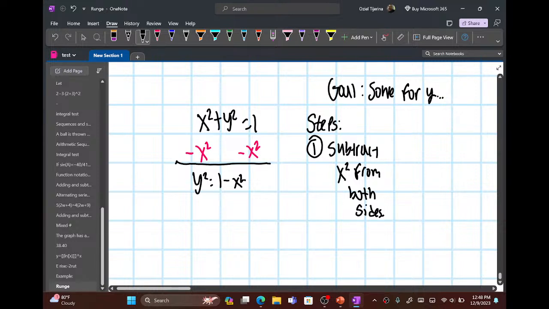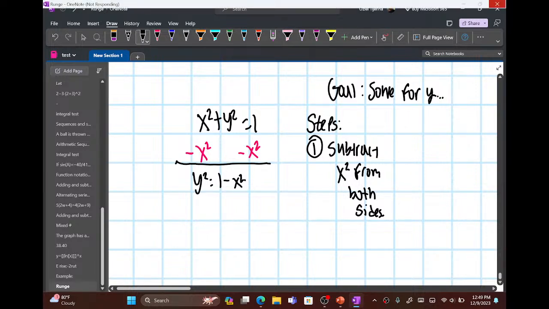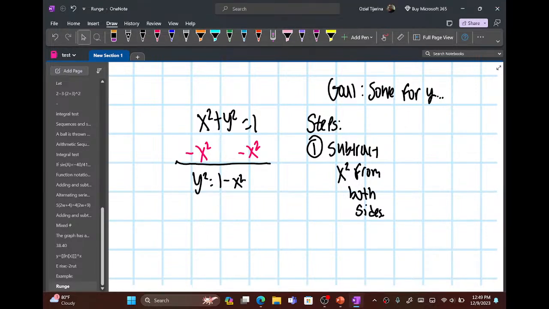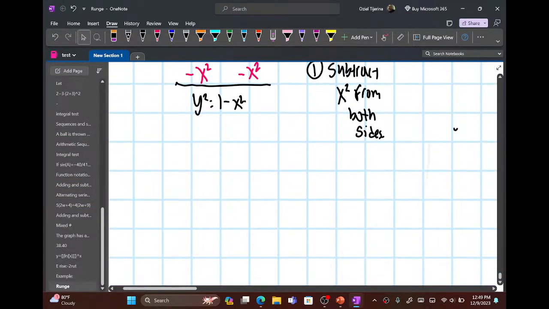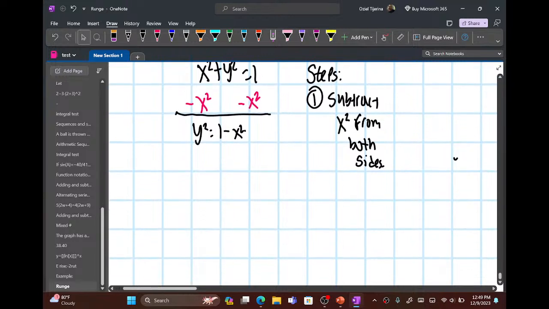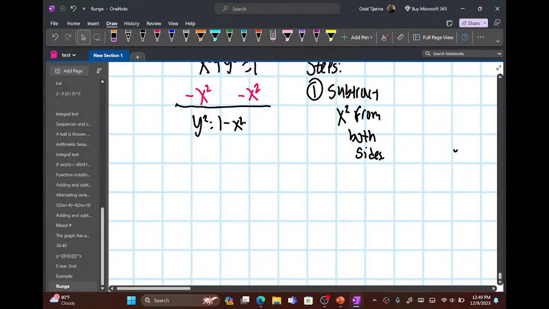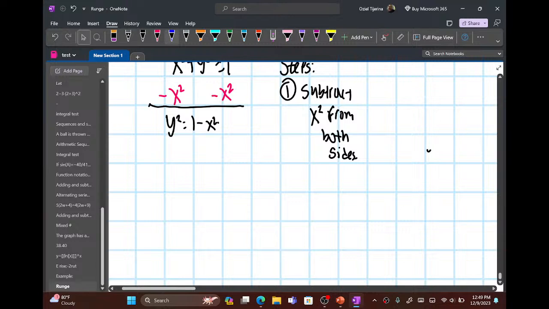Now, number 2. Take the square root of both sides.